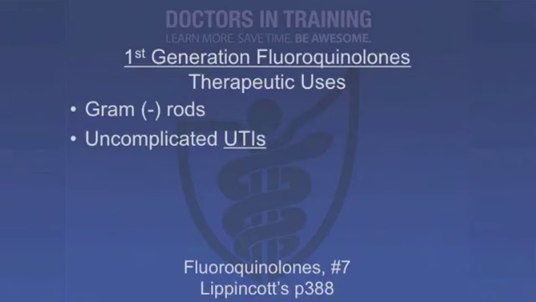So fluoroquinolones are split into generations on the basis of what bacteria they are effective against, and this is common of a lot of different antibiotics. There are 4 generations of fluoroquinolones. The first generation will work on gram-negative rods. They're used in uncomplicated UTIs. An example of a first generation fluoroquinolone is nalidixic acid. Not going to see this drug very often in your clinical career.